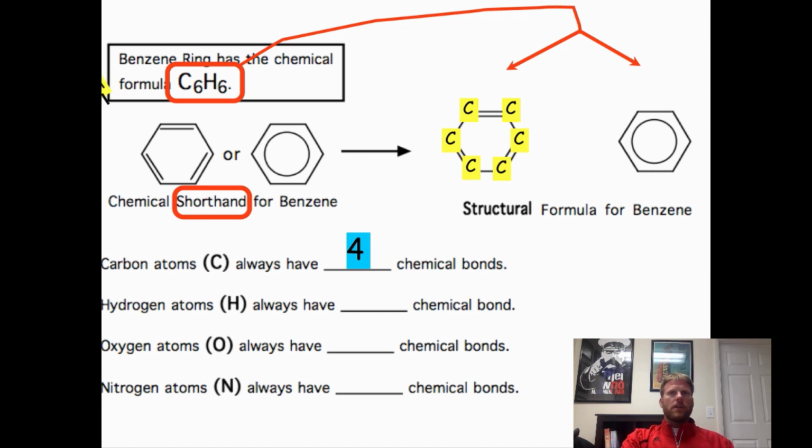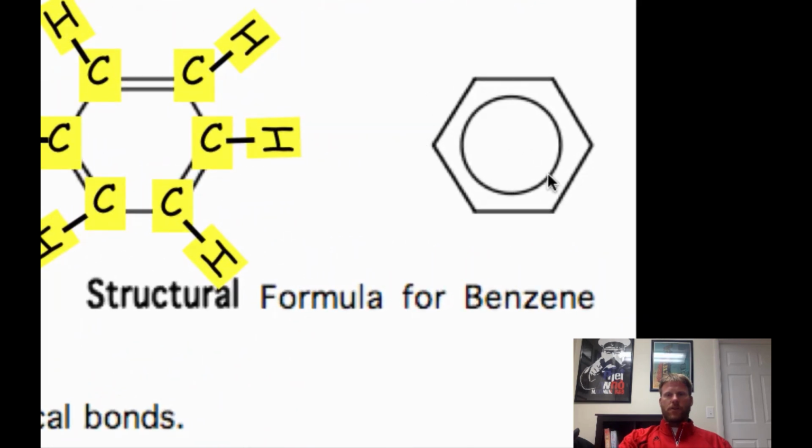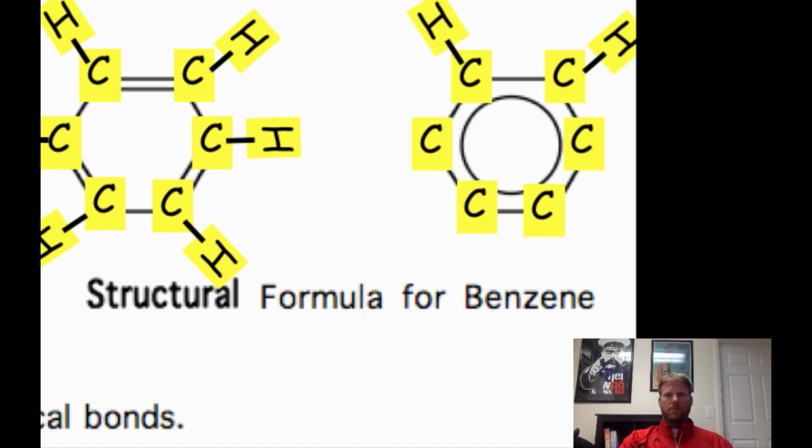So each carbon in a benzene ring shows only 3 bonds. The 4th is to hydrogen. See this hexagon with a circle inside of it? That's just chemists being lazy again. Instead of drawing the alternating double bonds inside the benzene ring, they simply draw a circle inside of it. The structure is the same: 6 carbon atoms and 6 hydrogen atoms.